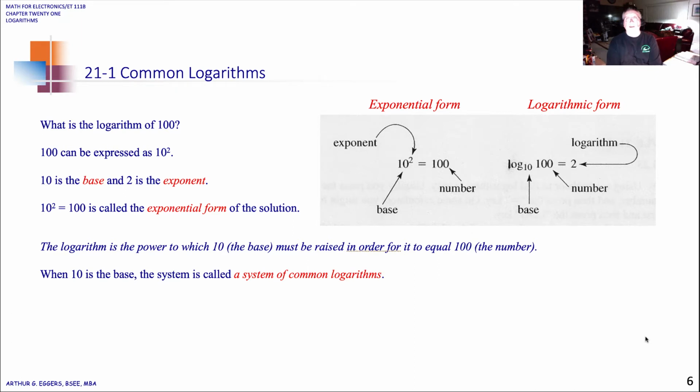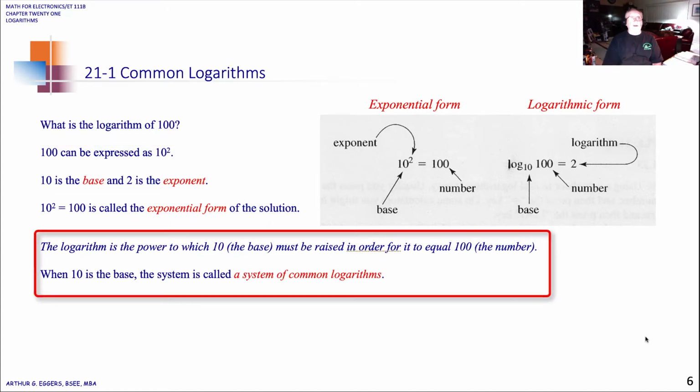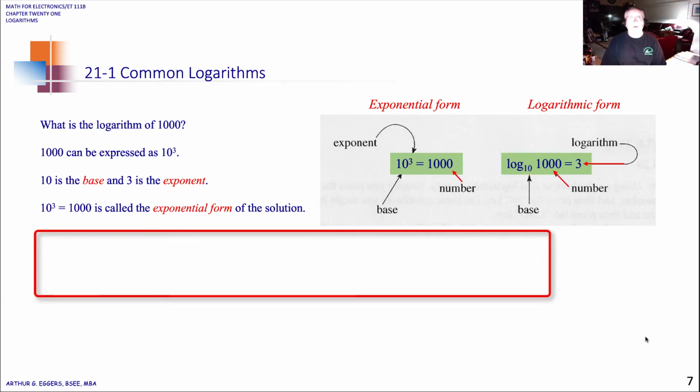So what is a logarithm? We can look at it in exponential form or logarithmic form. If we take an example here, what's the logarithm of 100? The log of 100, typically the way you state it. 100 can be expressed as 10 squared. 10 is the base, 2 is the exponent. So 10 squared equals 100 is our standard exponential form. The logarithm then is the power to which 10, the base, must be raised in order for it to equal 100, the number. So when 10 is the base, we refer to it as the common logarithm.